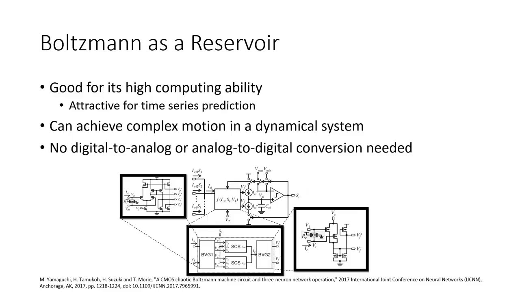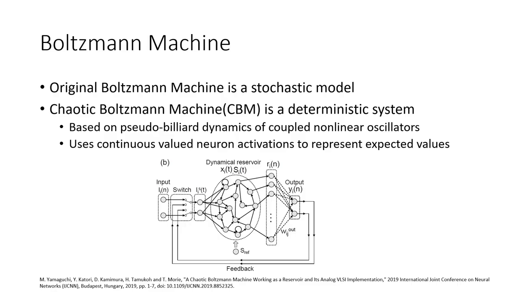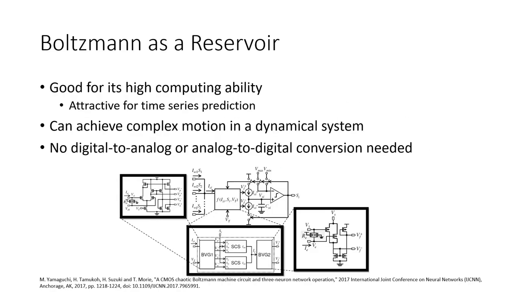One of the uses of a Boltzmann machine is as a reservoir. It's good for its high computing ability, and you can actually see the reservoir on the previous slide. It's attractive for time series prediction, like predicting what will happen at X time. And it can achieve complex motion, and there are no digital to analog or analog to digital conversions needed, which is great because we won't have any overhead.